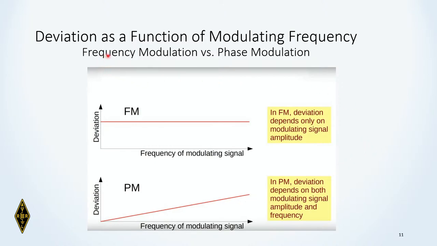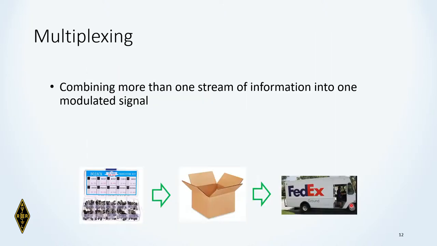So all they're saying here is that deviation as a function of modulating frequency is something that you need to be aware of. And you don't really need to be aware of it in a practical sense, because the radio manufacturer will have taken care of all of that in the radio. But because there's pull questions, we have to at least understand the theory that's behind it. We're going to move on to multiplexing now, totally different subject area. Very interesting. We don't use it very much day to day in ham radio, but it's there, and I'll indicate some places where it is used.